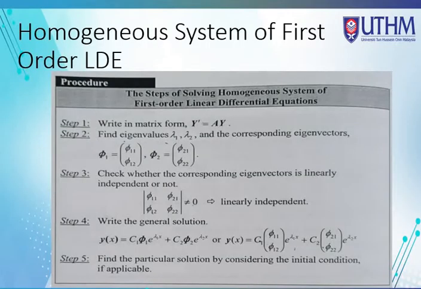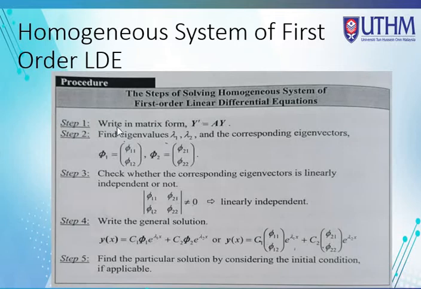As I told you just now, system of first order linear differential equations has two types, homogeneous and non-homogeneous. So in this topic, we will learn to solve the system of first order linear differential equations. We write the system into a matrix form, then find the eigenvalues and its corresponding eigenvectors. And here is the procedure to solve the homogeneous system of first order linear differential equations.